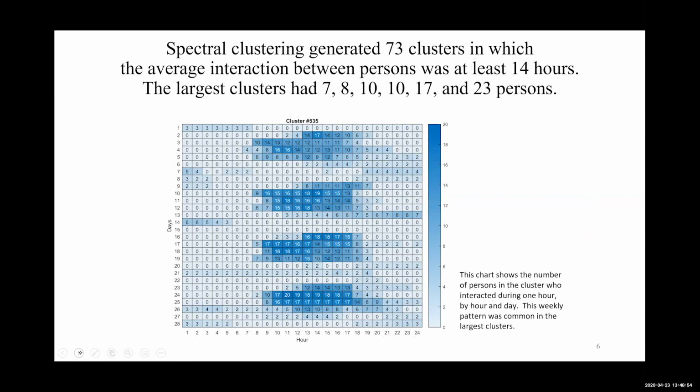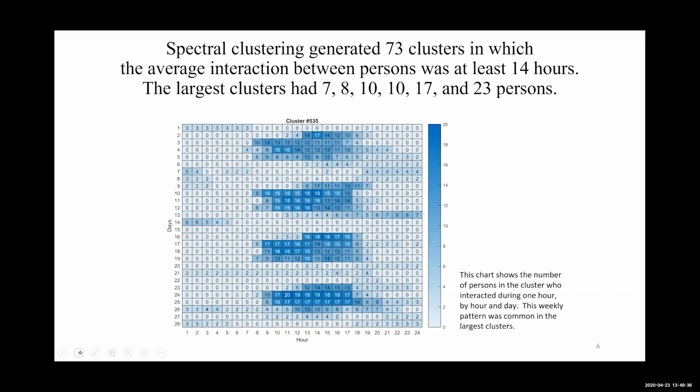So we chose to use a spectral clustering technique. One of the benefits of spectral clustering is it does not require us to determine the number of clusters ahead of time. It maps the data into a reduced dimensional space and then does a hierarchical clustering on that reduced dimensional space. And then we kept the clusters where the average interaction between persons was at least 14 hours over this 28-day period. Many of the clusters were very small, just 2 or 3 people, but there were a few large clusters, as shown here.